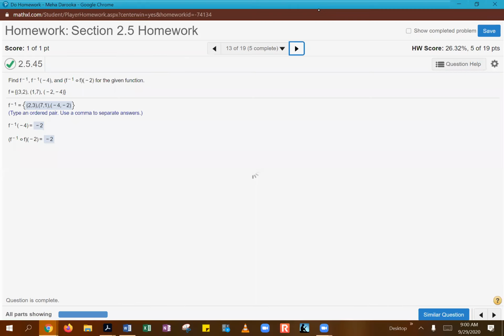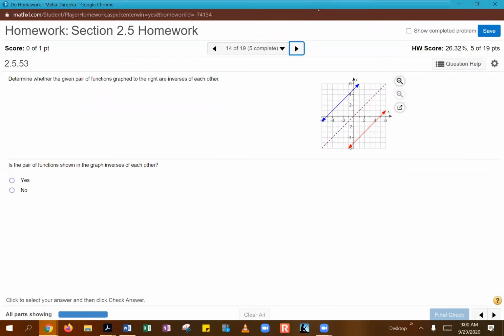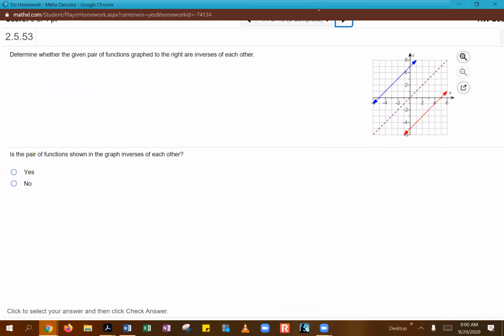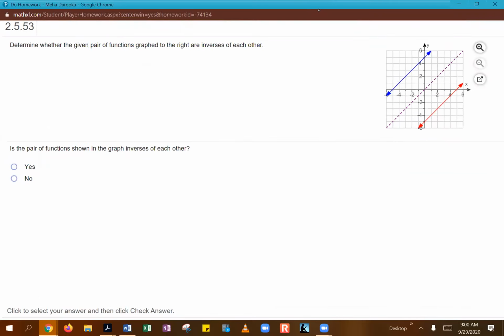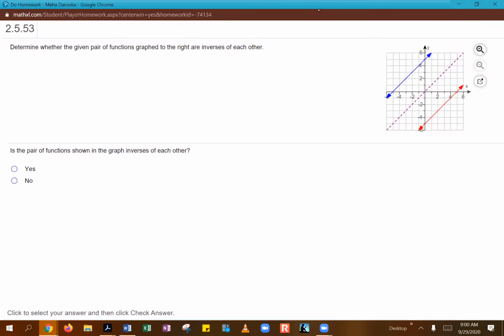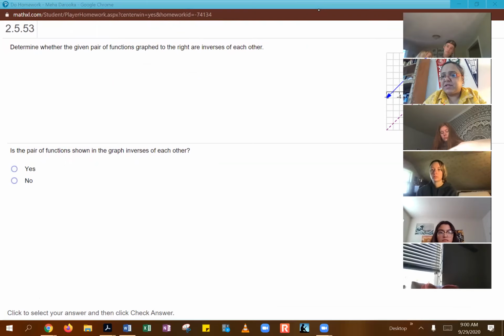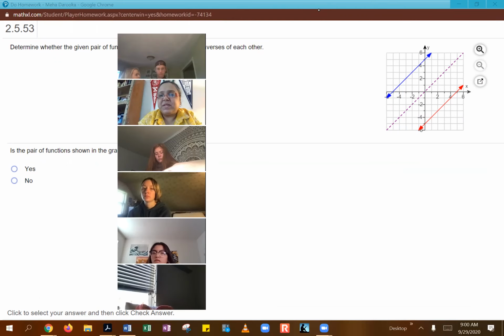Now let's take a look at this one, which is actually giving us the graph of two functions and asking us to decide if they are inverses of each other or not. The dotted line that you are seeing is the y equals x function, because we know if two functions are inverses of each other, using that idea of composition, we end up with an identity function.